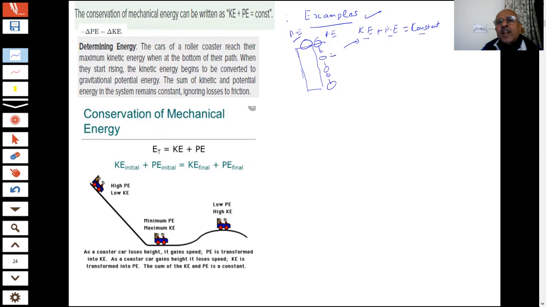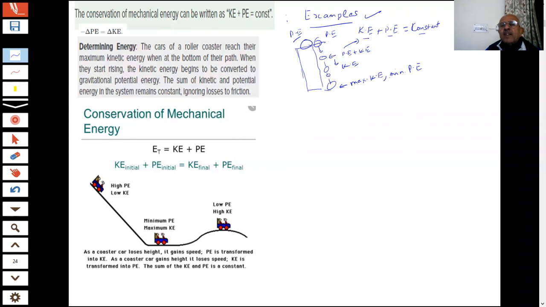It has both potential energy and kinetic energy. The potential energy is decreasing as the height becomes less, and kinetic energy is increasing. So there is an interconversion of potential into kinetic, and just above the ground, it has maximum kinetic energy and minimum potential energy. Finally, at this point, the potential energy is almost zero and kinetic energy almost maximum.